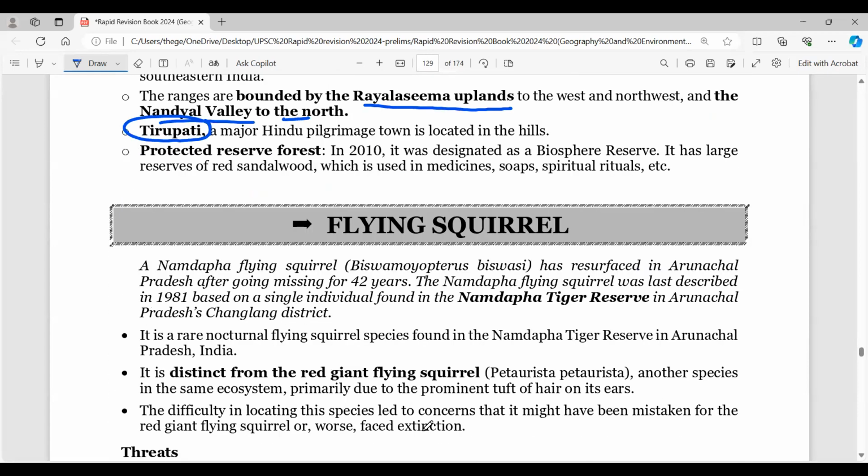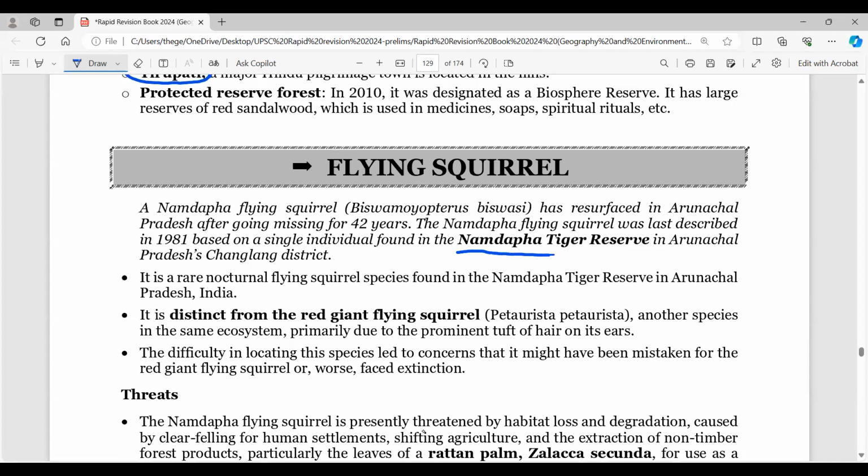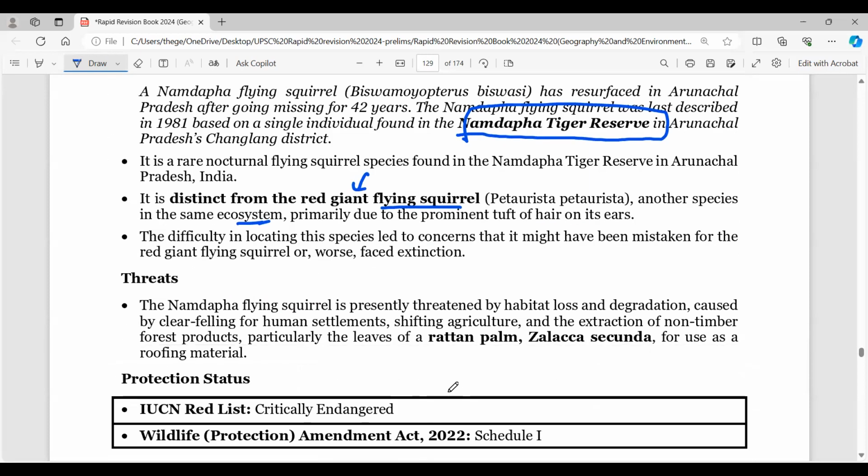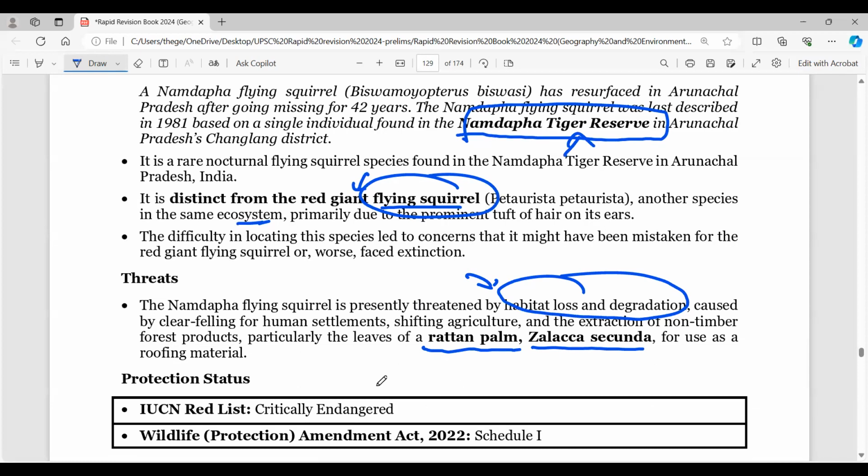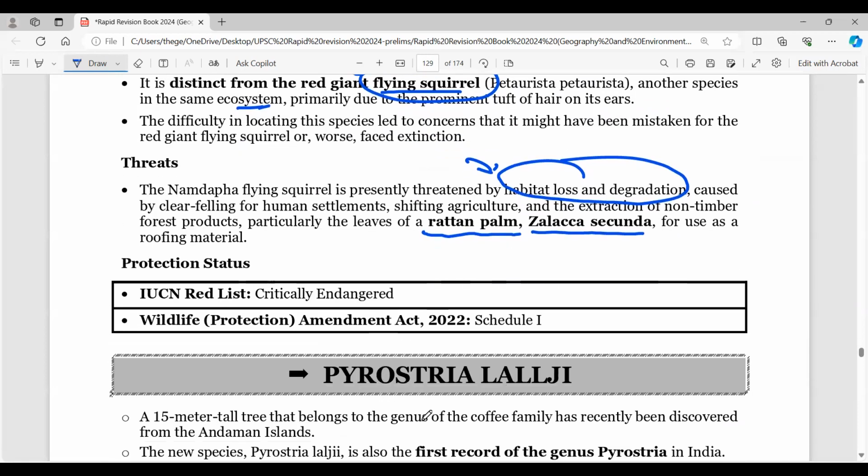Now coming to flying squirrel. So flying squirrel, where you will find maximum here is Namdapha Tiger Reserve. Right, so this is something which is very important. It is distinct from red giant flying squirrel, right? Another species in the same ecosystem. Now, what is the threat here? If you observe, the threat is habitat loss and degradation. Okay, because it thrives on leaves of rattan palm and also secunda. So if you are not looking into particular habitat fragmentation or loss, at least you can remember flying squirrel and this particular tiger reserve, the area of Arunachal. So it can be helpful.